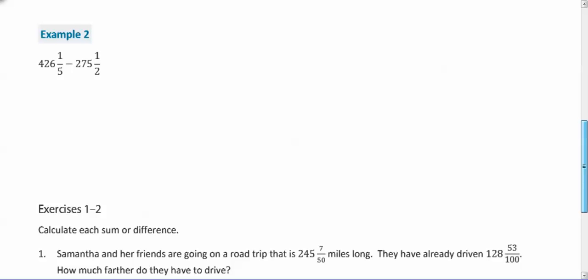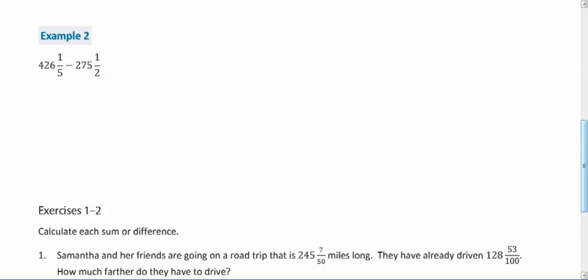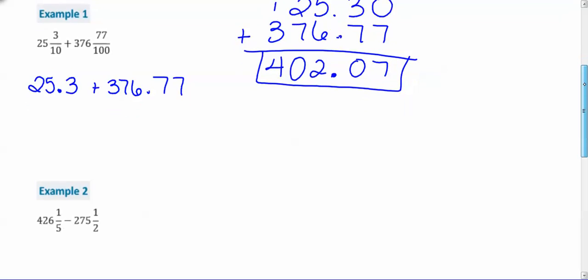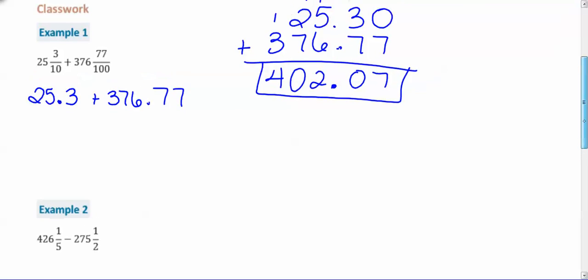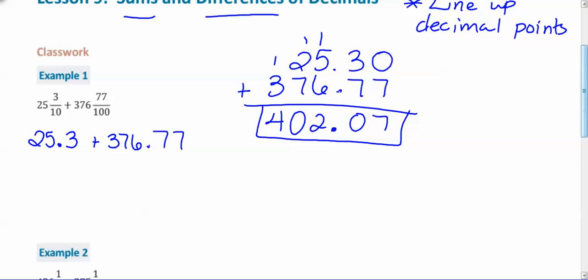Question or comment? A question on the top. Isn't it different because this is 10 and this is 100? Well, that's why we put the numbers where we did. So because this is 3/10, that's in the tenths spot right there. This is 77/100. Remember, you read decimals with the last spot it's in.